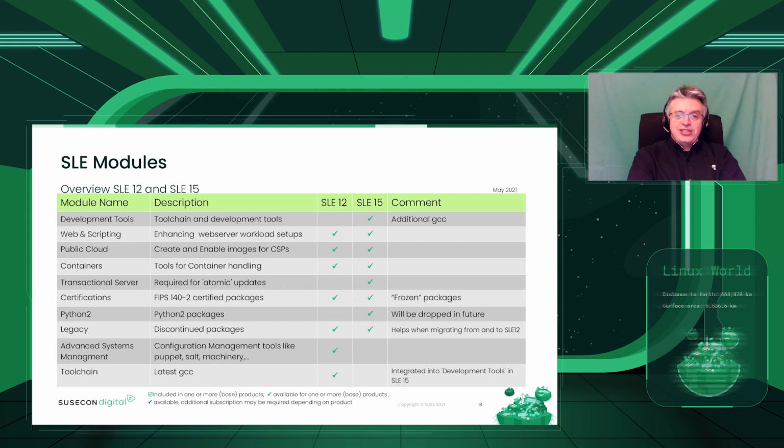A little bit special is the Python 2 module because it contains Python 2 packages. And that module might get dropped in the near future because Python 2 is end of life since quite a while. We still support it, so that you can migrate from Python 2 to Python 3. But keep in mind, that's a longer time that you'd need to spend on doing so. So you might still have a need for Python 2 for a while. Use that module, but pretty please migrate your applications as soon as possible to Python 3.